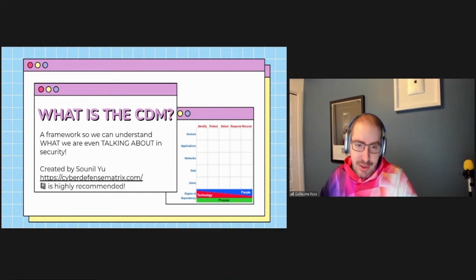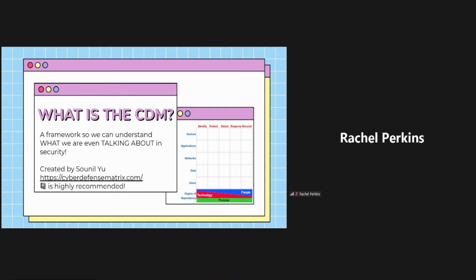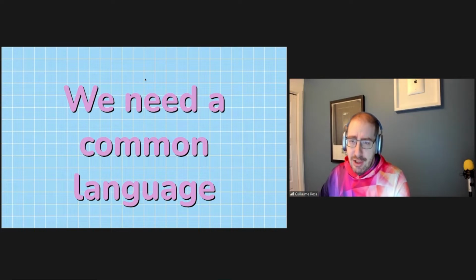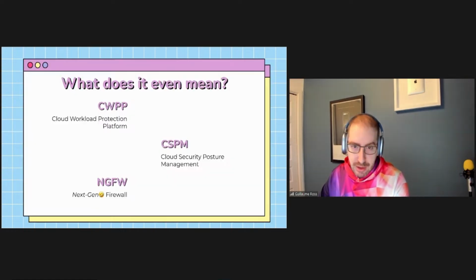So the cyber defense matrix was created by Sunil Yu when he worked at the Bank of America. I think it was like 2015 or 16, because he was in charge of evaluating security startups and security innovation. And he just realized like, there's no way we can even understand what all these companies do. But then it has a lot more use cases. So essentially, we just need a common language, right? There's too many buzzwords and acronyms, and this will help us explain things in a way that everyone can understand and make sure we're on the same page.